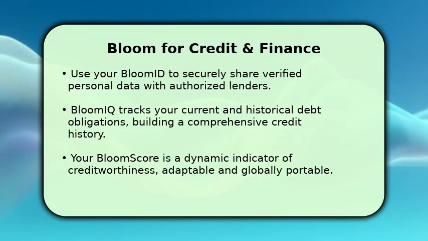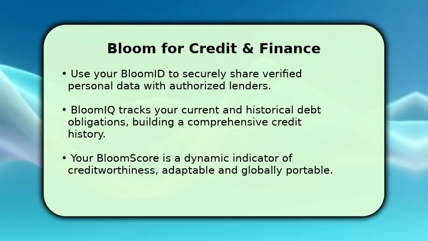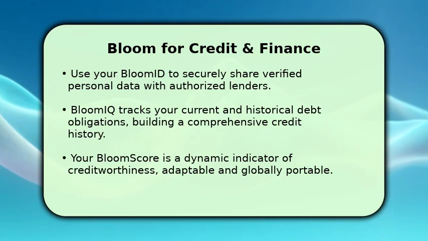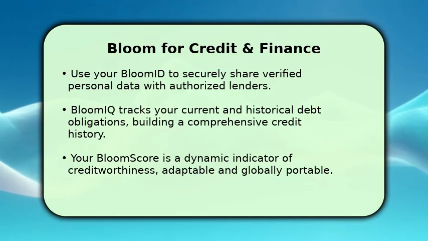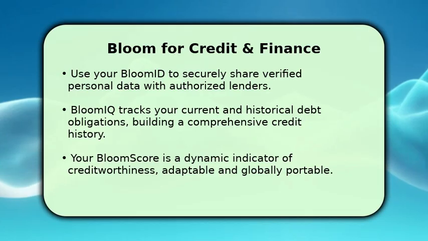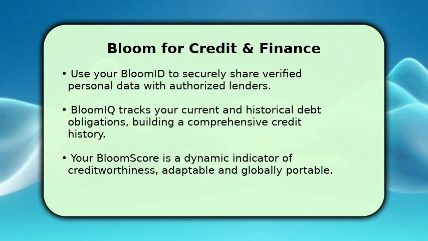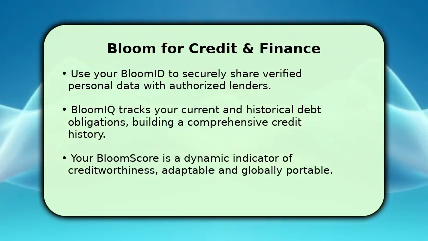Bloom offers 3 core components for financial empowerment. Bloom ID allows you to securely share verified personal data with lenders, reducing identity theft risks. Bloom IQ then tracks your debt obligations, creating a comprehensive and portable credit history. Finally, your Bloom score provides a dynamic, inclusive indicator of your creditworthiness, adapting to your financial maturity. This system helps you access compliant loans and financial services globally.